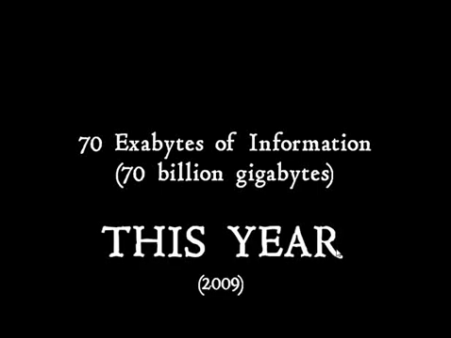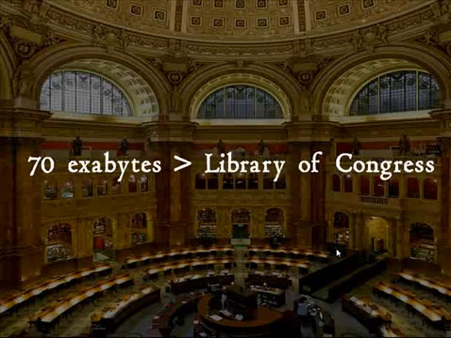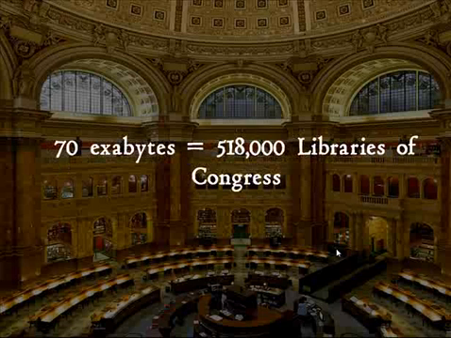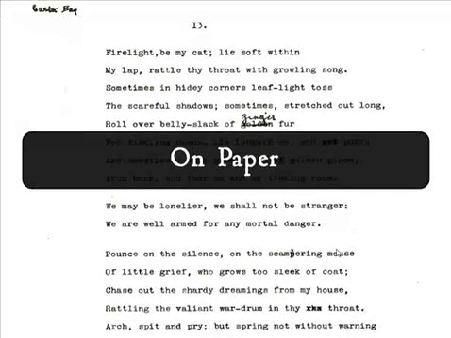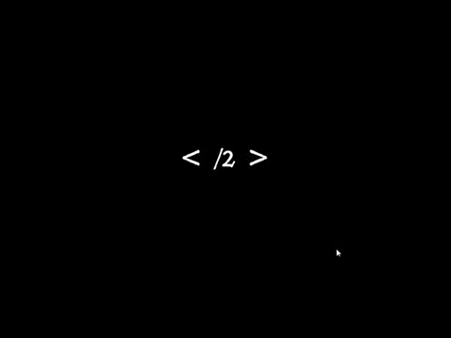To understand 70 exabytes further, 70 exabytes is larger than the Library of Congress. Actually, it's a lot larger than the Library of Congress. It's actually 518,000 times the Library of Congress in new information that we produced this year, and with a fairly conservative estimate. And 0.01% of that information is going to be replicated on paper. That's the end of change number 2.